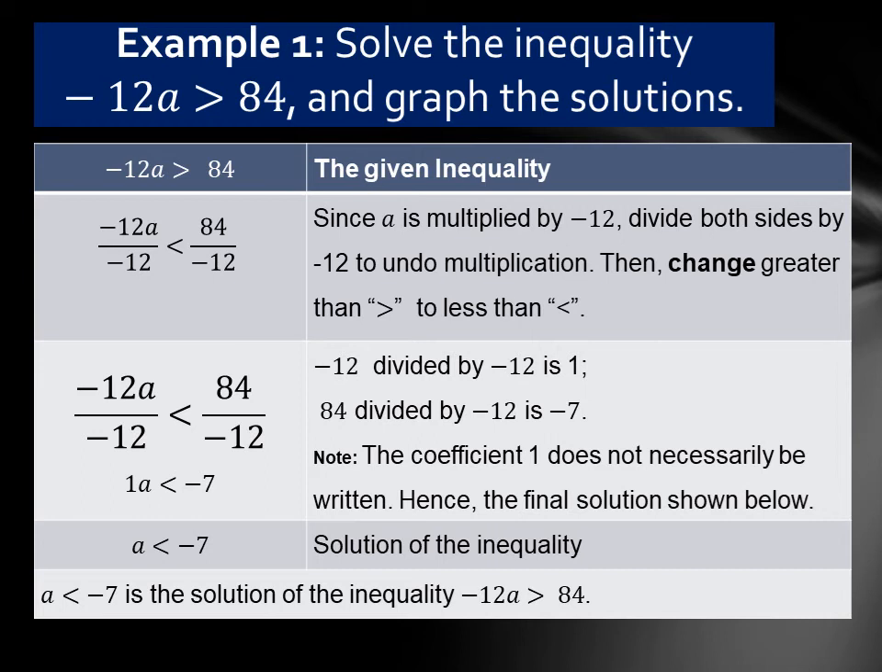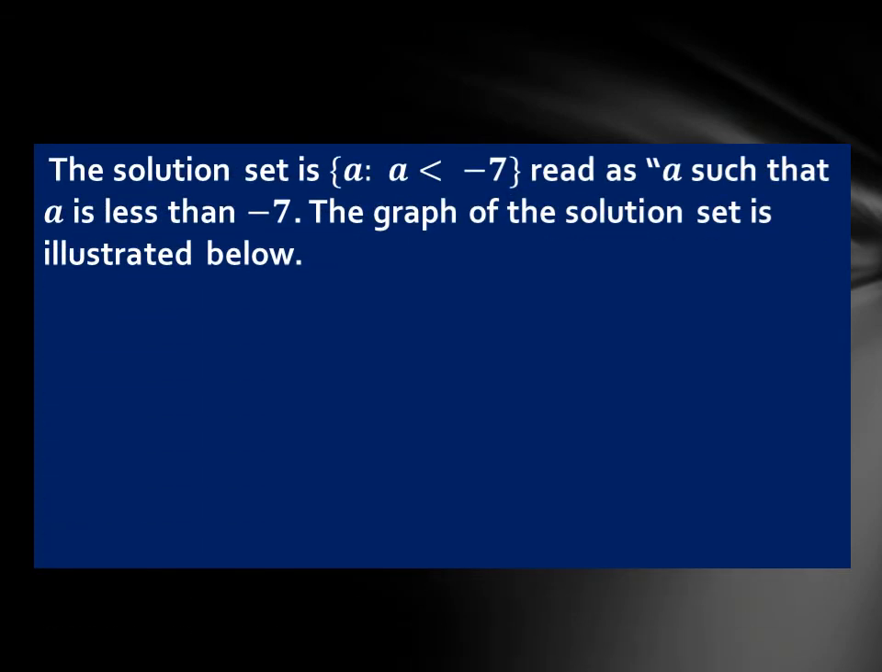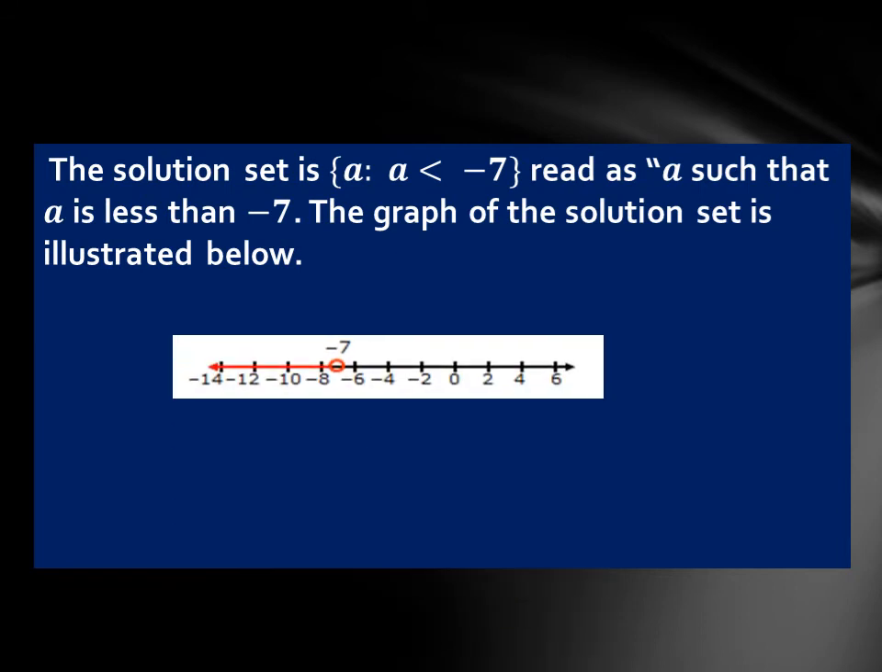So therefore, A less than negative 7 is the solution of the inequality negative 12A is greater than 84. So the solution set is A such that A is less than negative 7. The graph of the solution set is illustrated below.